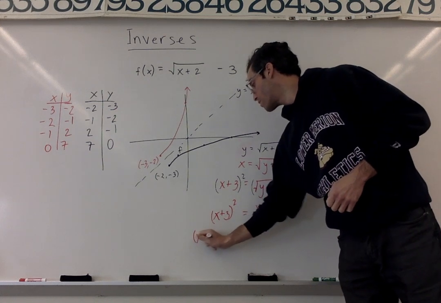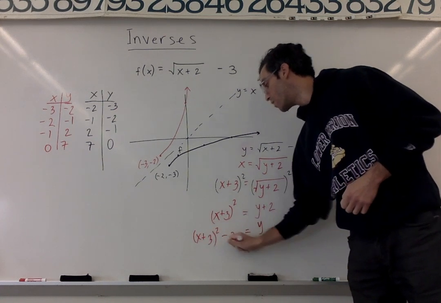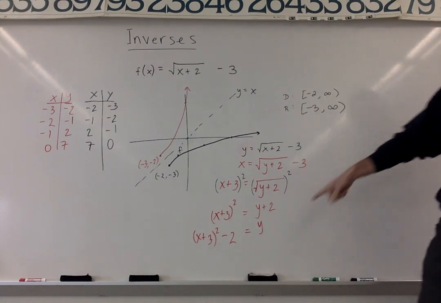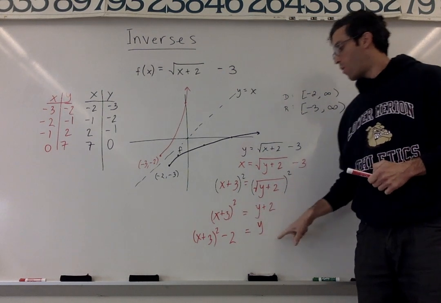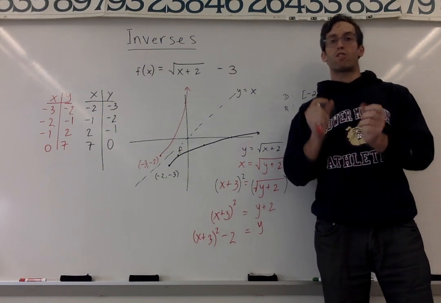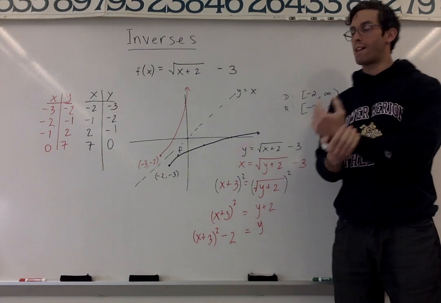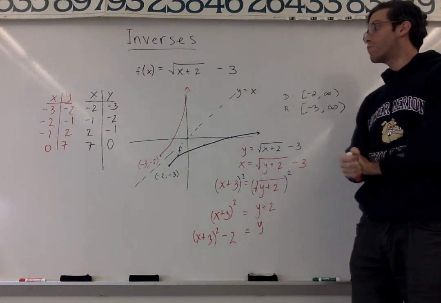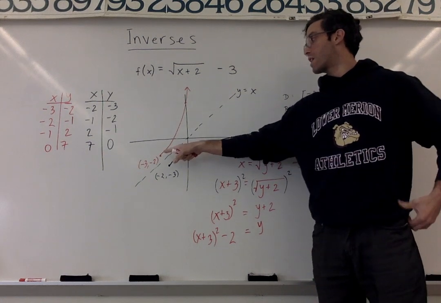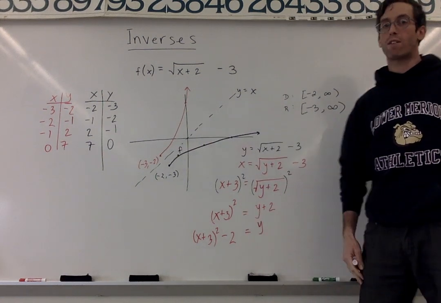So we have (x + 3)² − 2. That is the same equation we got from the graph. Now, doing it algebraically, the one limitation of this is that the restriction on x doesn't naturally happen. So you have to really just remember, for square root functions, the inverse is going to be a quadratic, but only on a restricted domain.